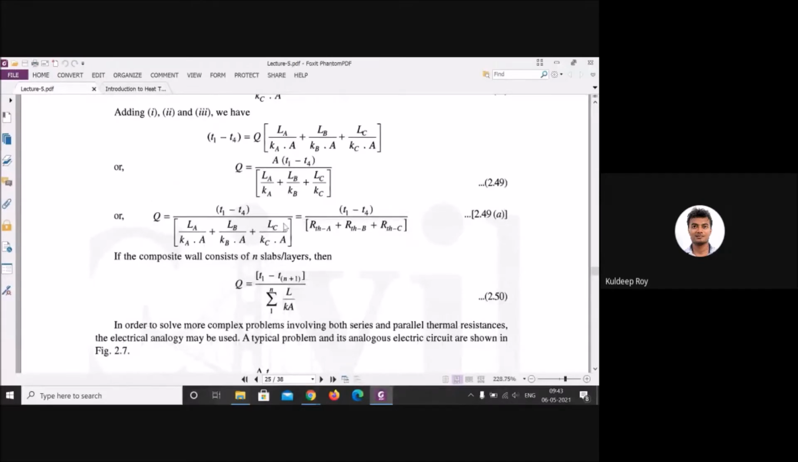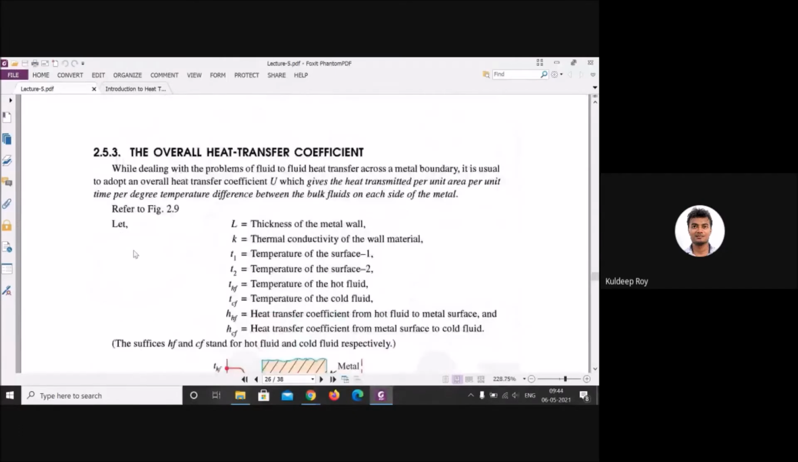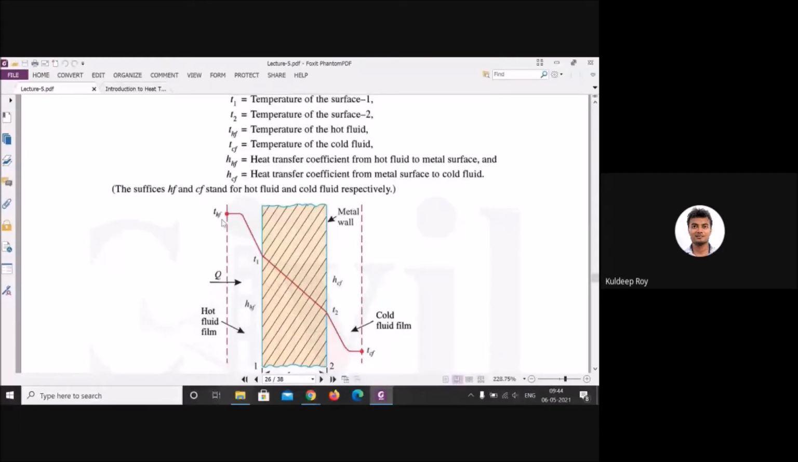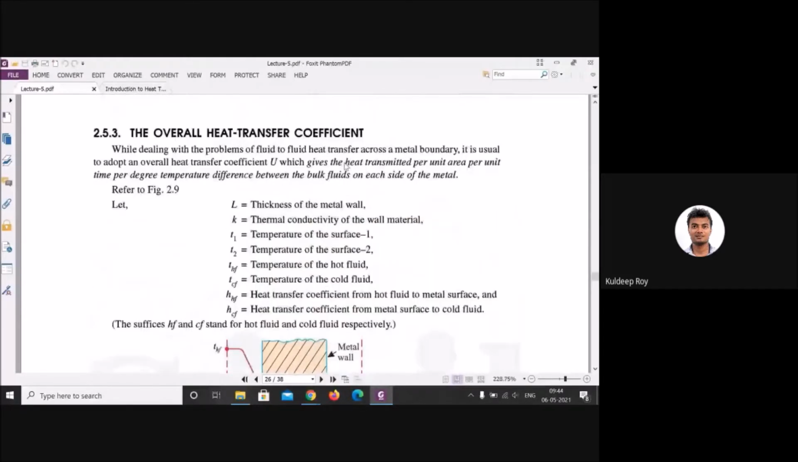Now we have to talk about the overall heat transfer, how you will approach it. As you have determined, if you have multiple slabs, then you take the difference between the final value and the initial value. Then definitely you have to determine how much the overall heat transfer will be. How will you define the overall heat transfer, which deals with the problem of fluid to fluid heat transfer across a metal body.